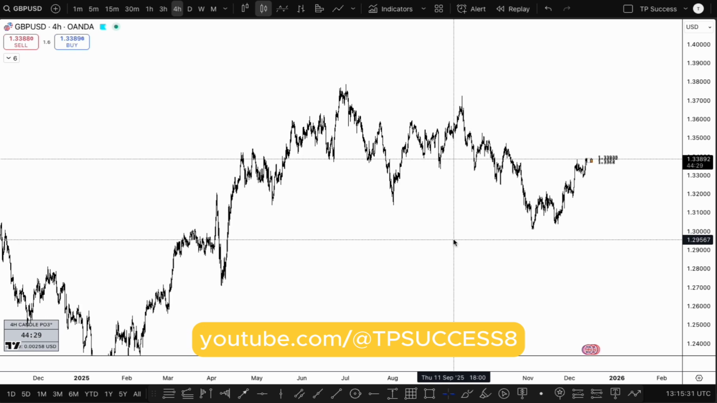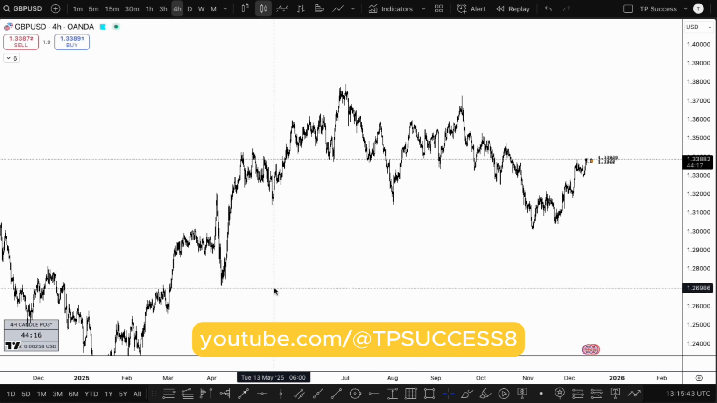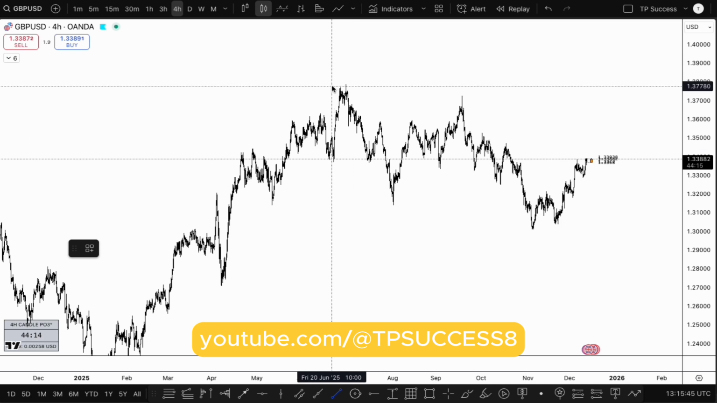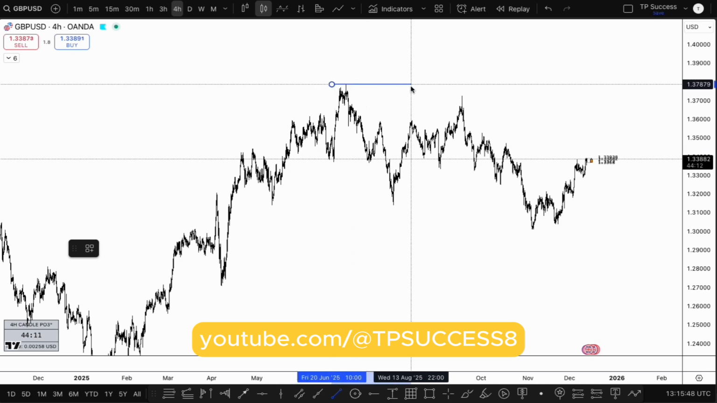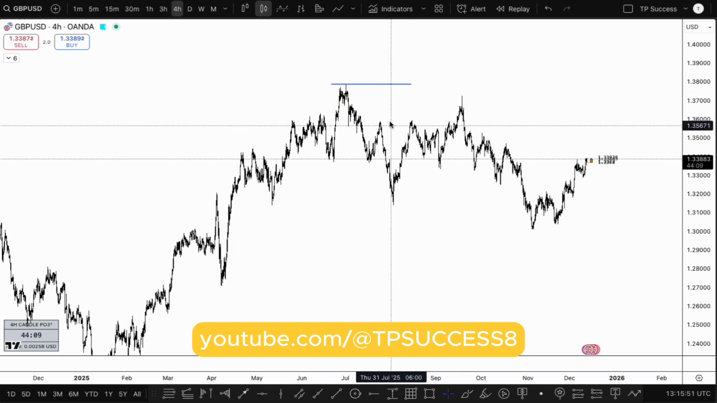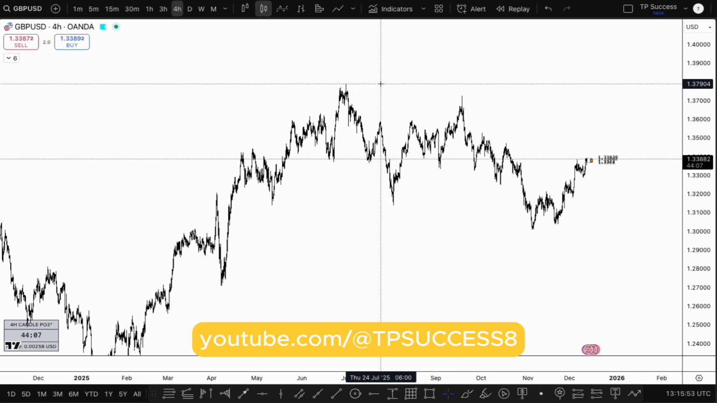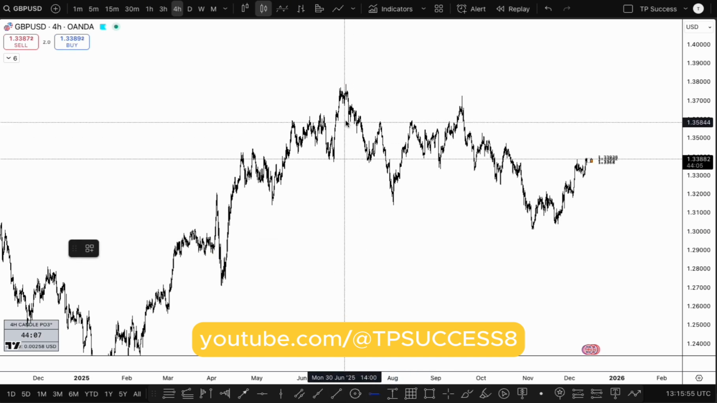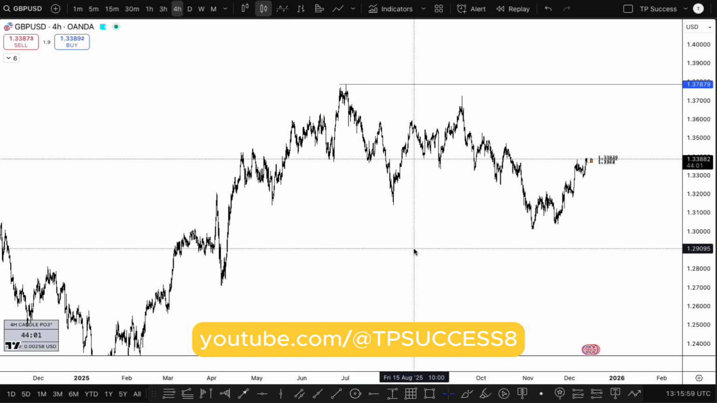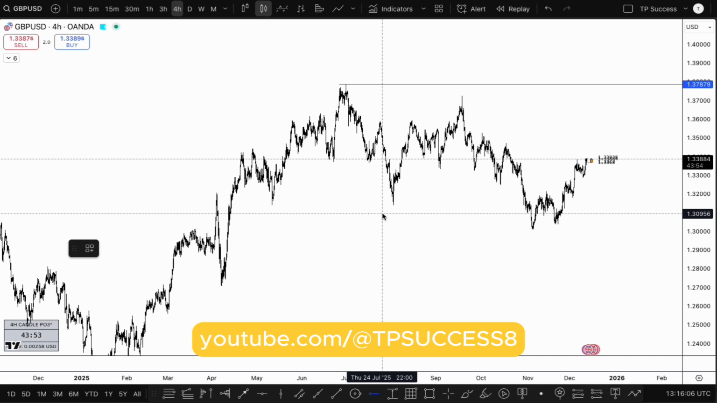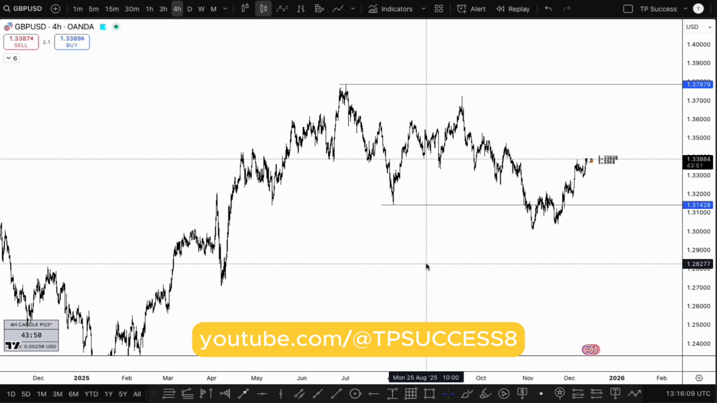So this is not on the macro view, this is on a smaller time frame view as to what market is doing and what I think is going to happen. So why I'm saying what I'm saying is basically I'm looking at the level up here. Actually, as a matter of fact, let me get rid of this level over here and let me add this instead. So I'm looking at this level up here, which is 1.37879.